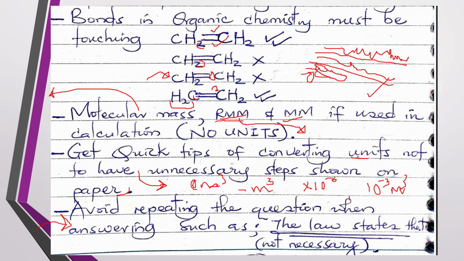Say the observation when a solution of this is added to Y. If you're stating the observation, just be direct. This color changes to this color. I told you when you're dealing with observations, we don't talk about chemical names of compounds. We talk about the initial color and then we talk about the final color. That's what is required.